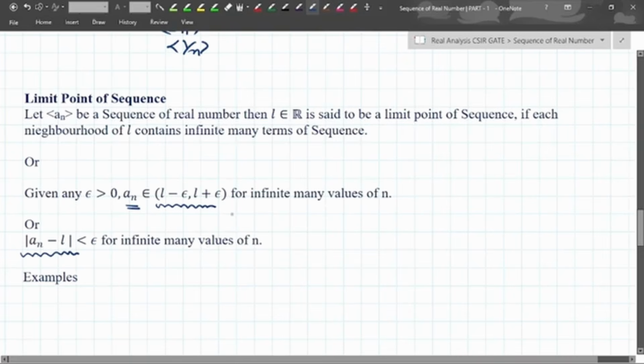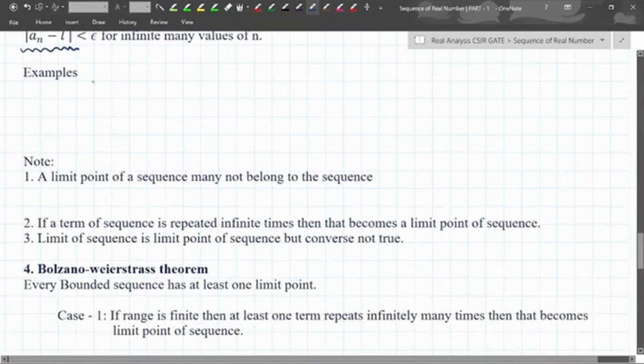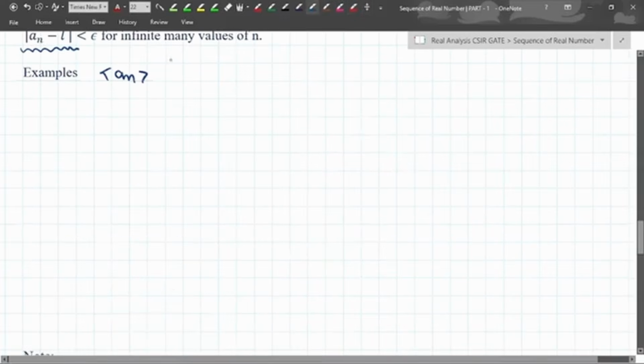Now how is it a limit point? Then we'll see what the limit point is here. For example, I have one sequence, a_n, equal to 1, 1, 1. This is the limit point, and it will go up to infinity, with 1 repeating infinite times.